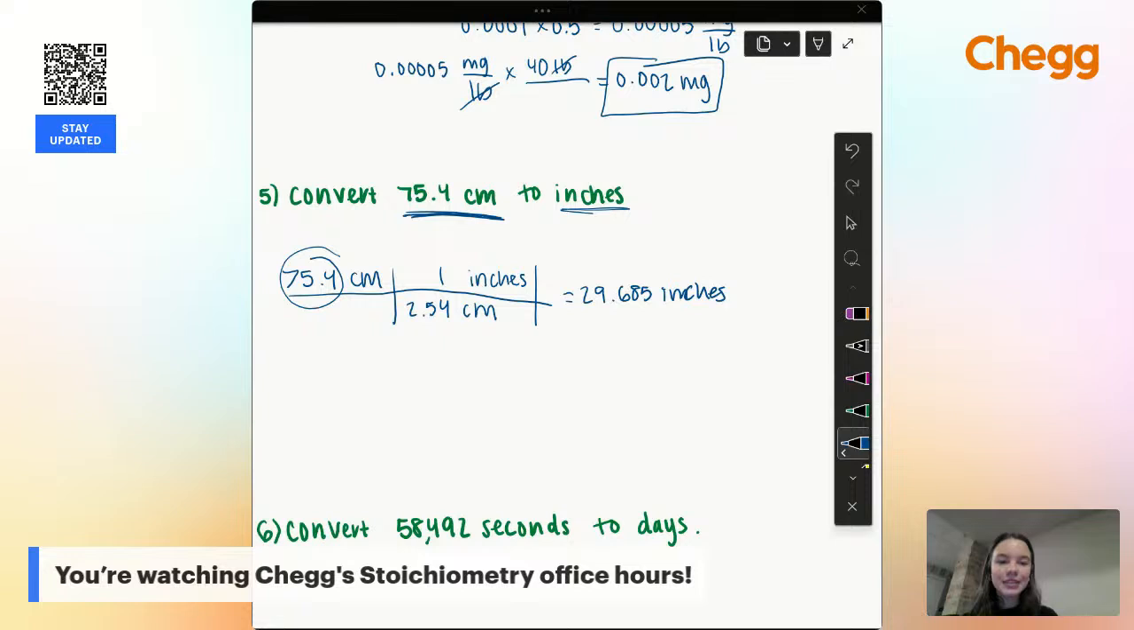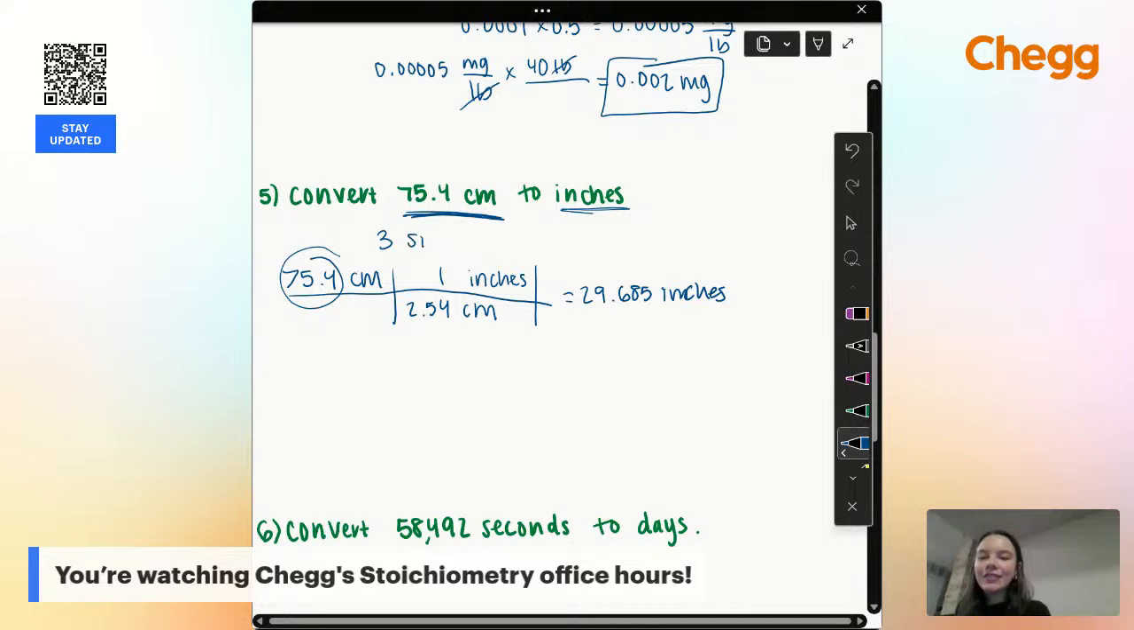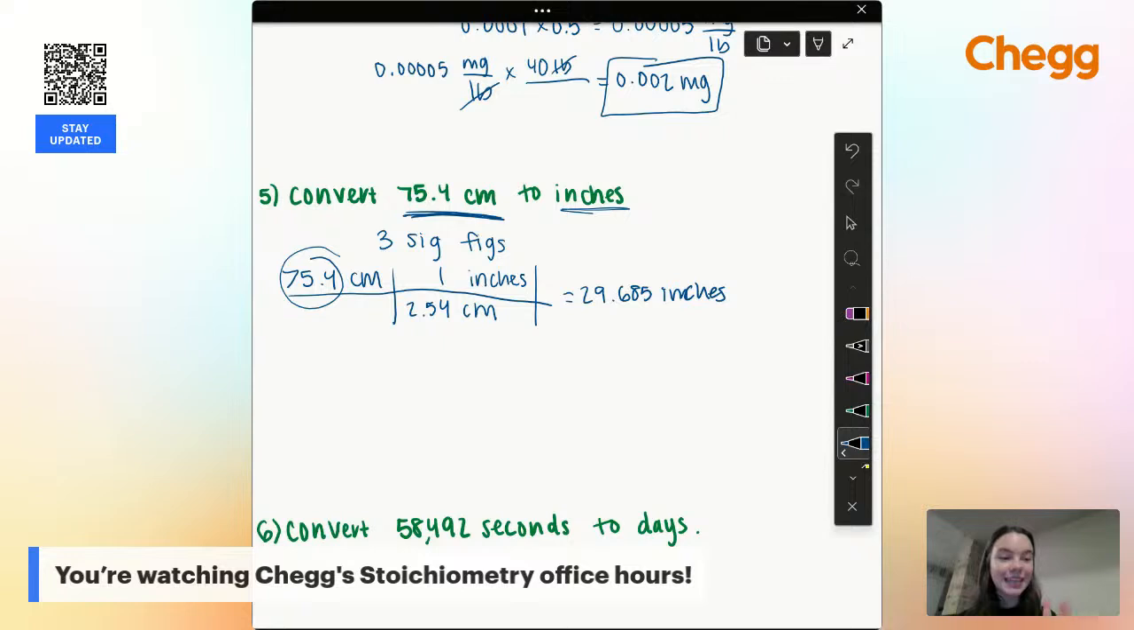3, 2, 1. All right. There are 3 sig figs in this number, so there must be 3 sig figs in our answer. So we want to make this have 3 significant figures. 5 is close. There are 5 significant figures in our answer, so you are right about that.